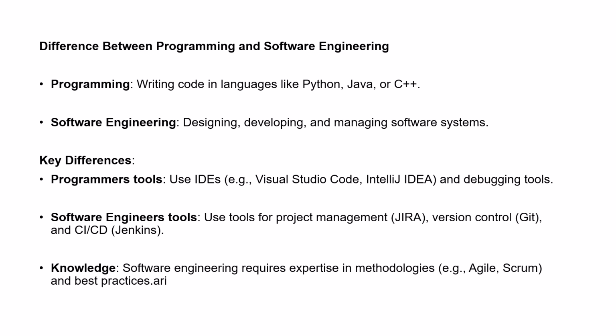Programming tools are, for example, an IDE, which is an integrated development environment. This is used to write the code, compile it, and debug it, for example using Visual Studio. Software engineering tools are tools that help you develop the software, design it, deploy it, and capture the requirements. One of the important tools currently used is called Jira, and there are also version control tools, etc. Also, knowledge is needed as part of software engineering: you need to know the methodologies and the approaches that are used in software engineering.